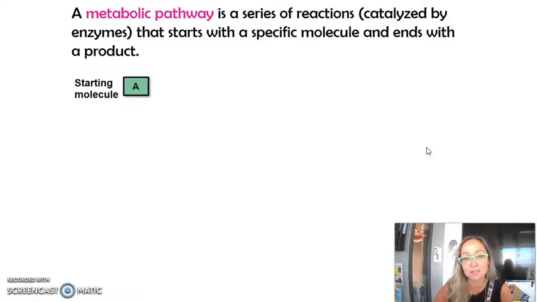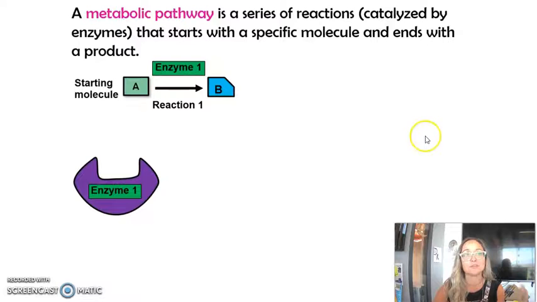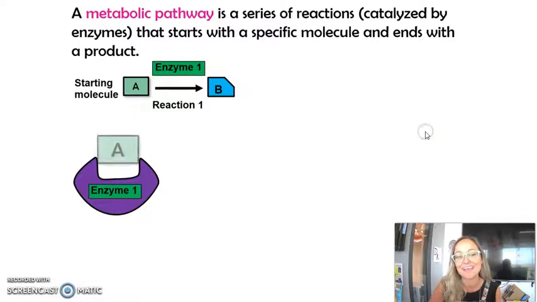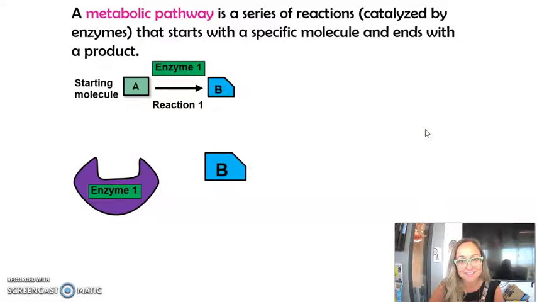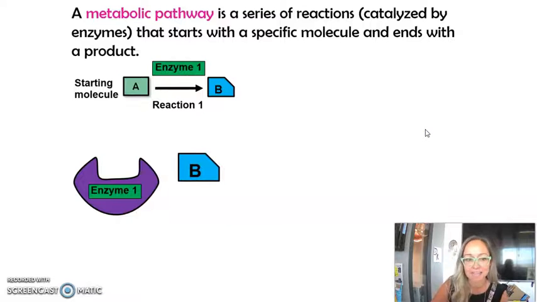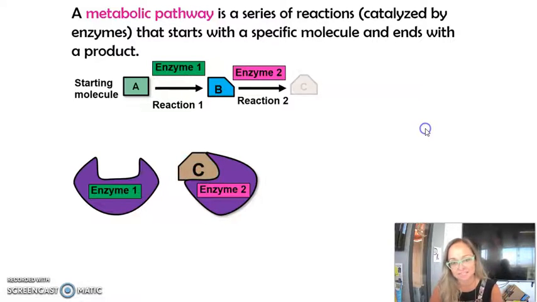Now, these metabolic pathways do require enzymes. So if you are in AP Bio, we just learned in 3.1, 3.2, 3.3, all about enzymes. So here we have this enzyme that's going to facilitate the reaction from A to B. Now, that enzyme's active site is going to complementarily fit a molecule A. The reaction is going to turn A into B. Then, the second step in a pathway requires a different enzyme. So here we are looking at enzyme number 2. And enzyme number 2 is going to convert molecule B into molecule C.